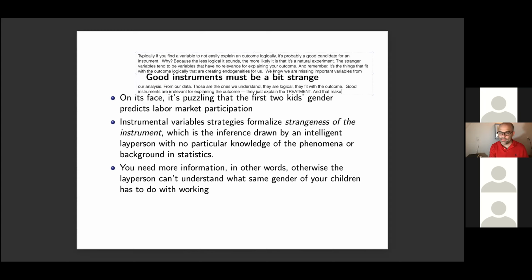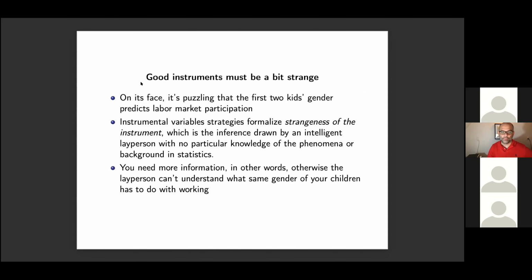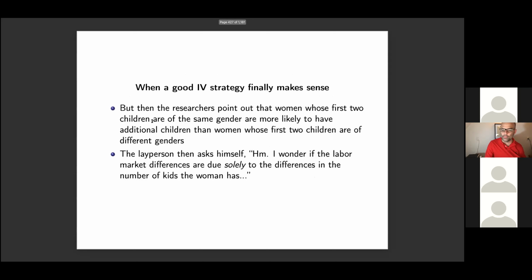And that makes them usually strange sounding. Instrumental variables strategies formalize the strangeness of the instrument, which is the inference that's drawn by an intelligent person with no background in statistics. You need more information, in other words. Otherwise, the layperson can't understand why gender should have anything to do with working. You have to know something about families in order to make sense of that claim.